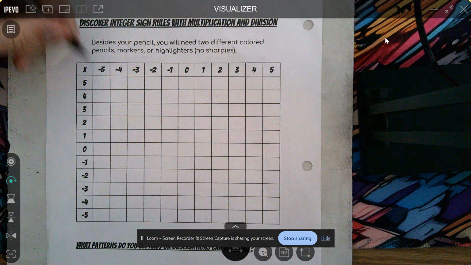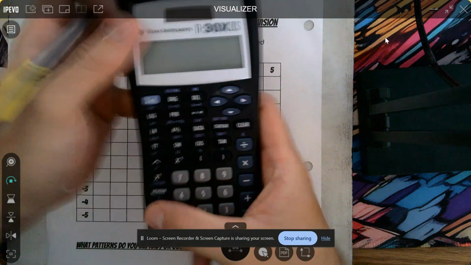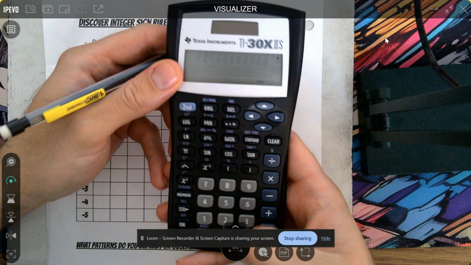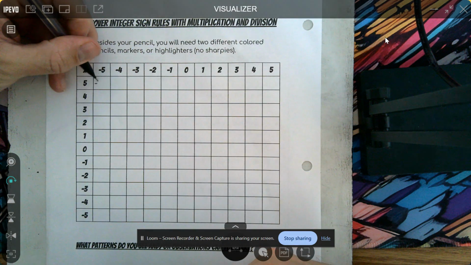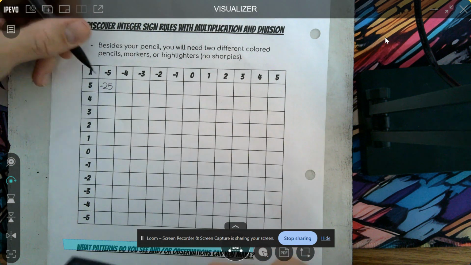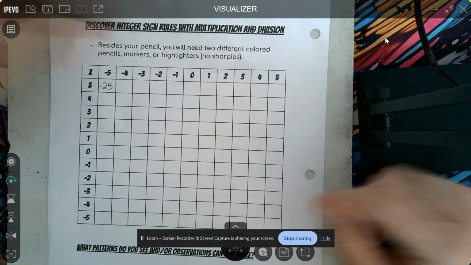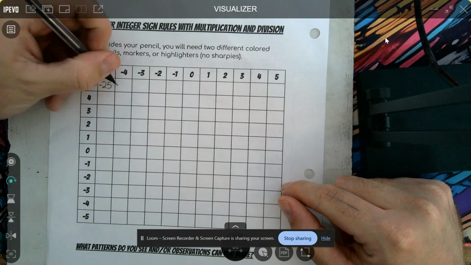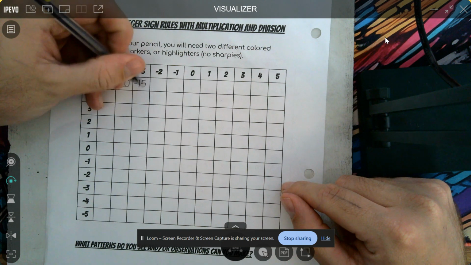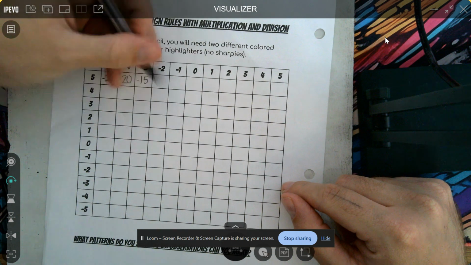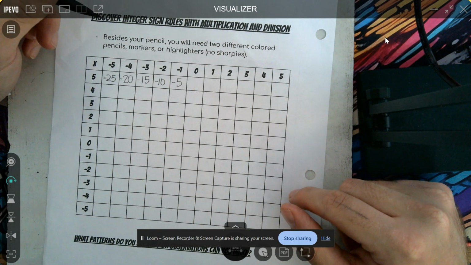Okay, so let's multiply 5 times negative 5. If you try that in your calculator, you get negative 25. Okay, I'm not going to do every single problem in my calculator. I don't expect you to either because we're going to find the pattern pretty quick. 5 times negative 4 is negative 20. 5 times negative 3 is negative 15. 5 times negative 2, negative 10. And 5 times negative 1 is negative 5.